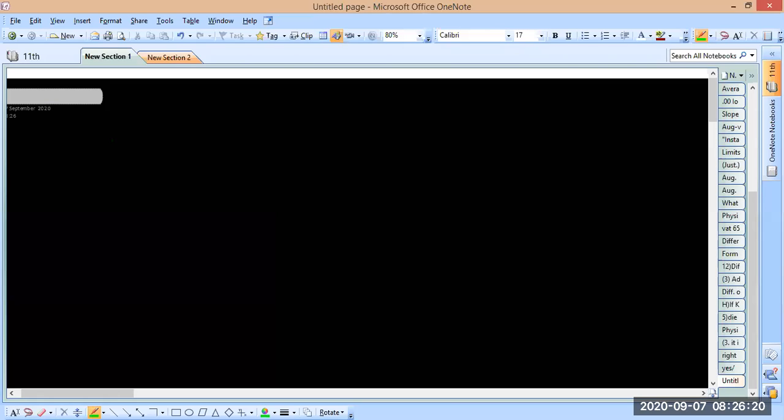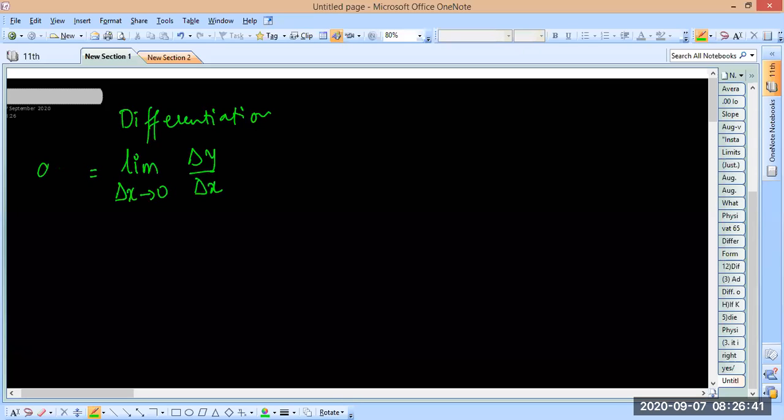If you remember earlier, we defined that differentiation is nothing but small change in y divided by small change in x. So we write it as limit delta x tends to 0 delta y by delta x, correct? And that is nothing but written as dy by dx, all right? So that's what we figured out, right?